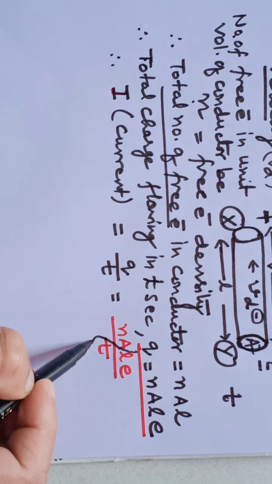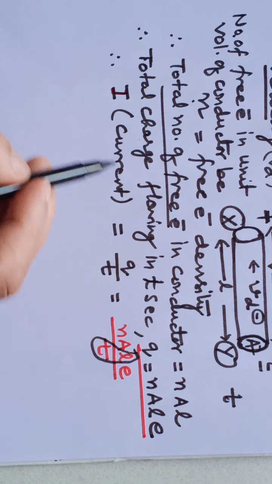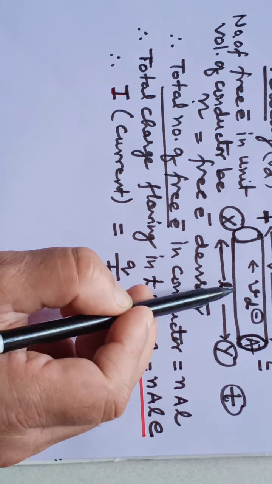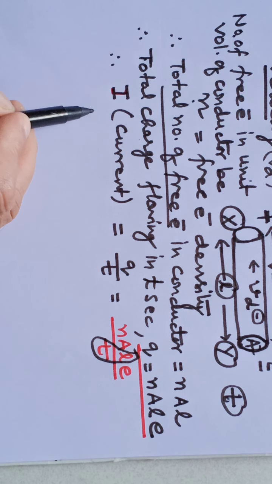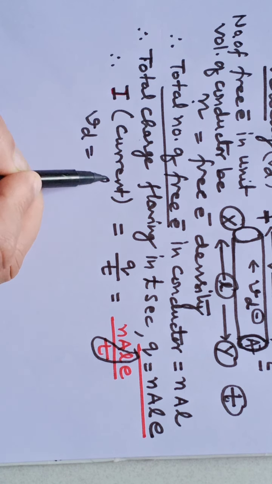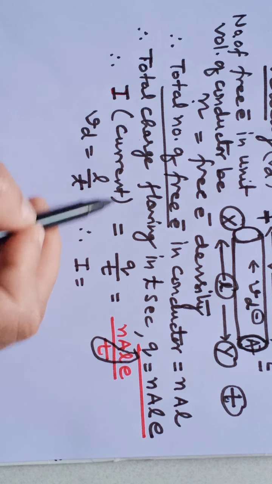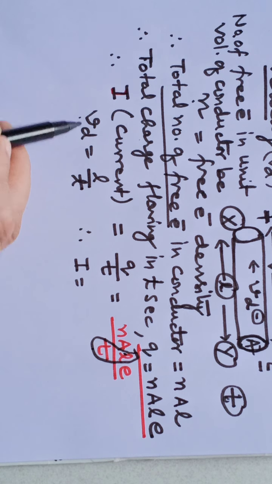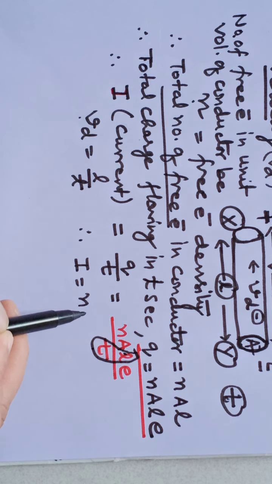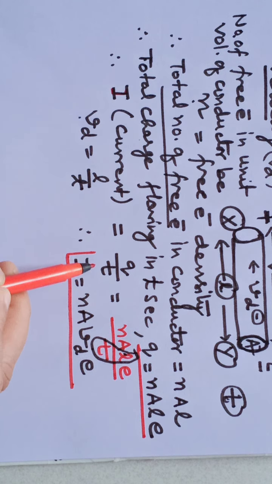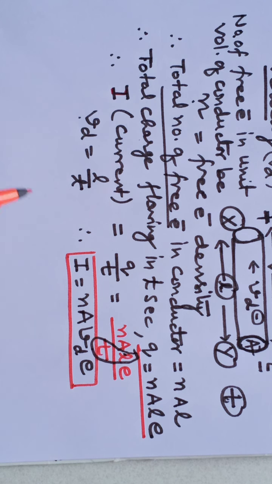Now this L upon t is the length moved by the electron in t seconds. This is the drift velocity. According to the definition, drift velocity is L upon t. So in the above relation, if we put L upon t as Vd, then this is nAVd into e. So this is the relation between current and drift velocity.